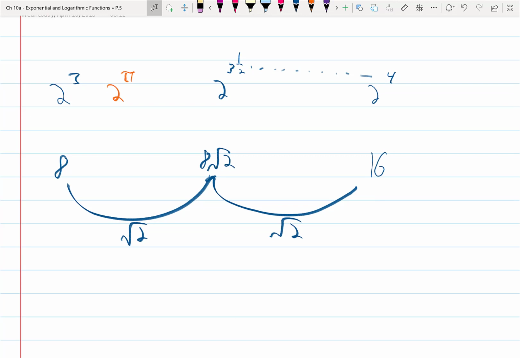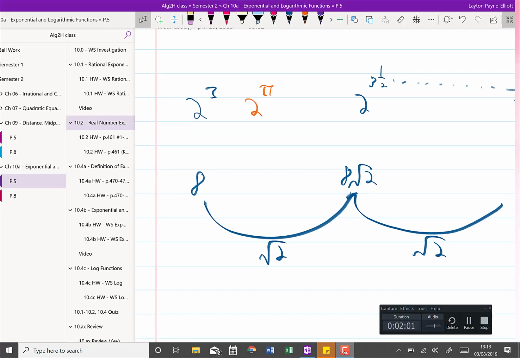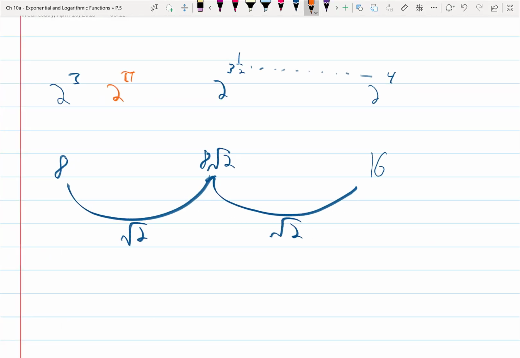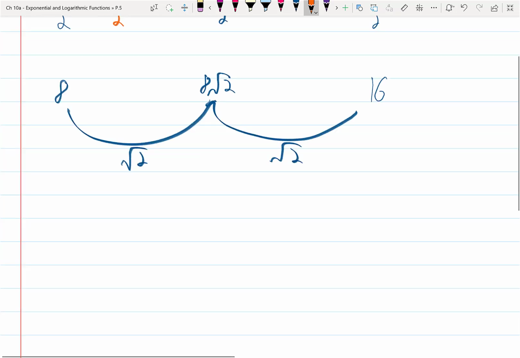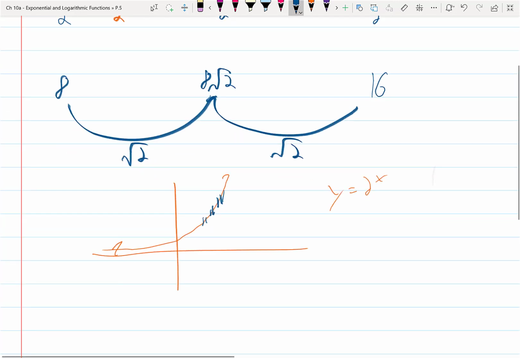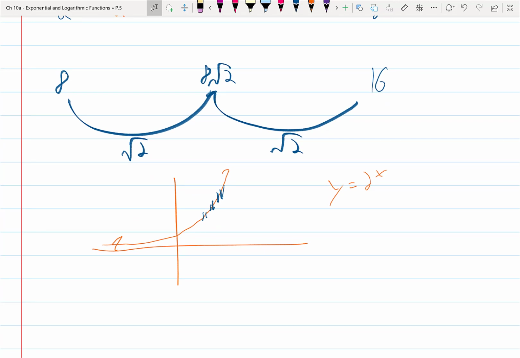Knowing that, I know that 2 to the pi has to exist somewhere between 2 to the 3rd and 2 to the 3.5. That's all I'm asking you to accept. If I have a graph of y equals 2 to the x, then somewhere between 2 to the 3rd and 2 to the 3.5, I'd have to hit every single value of 2 raised to a power. Given that, there's meaning behind this. This is the idea behind real number exponents.